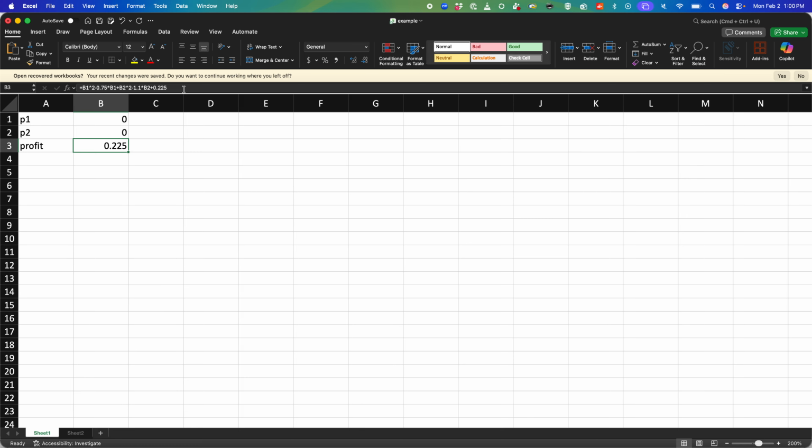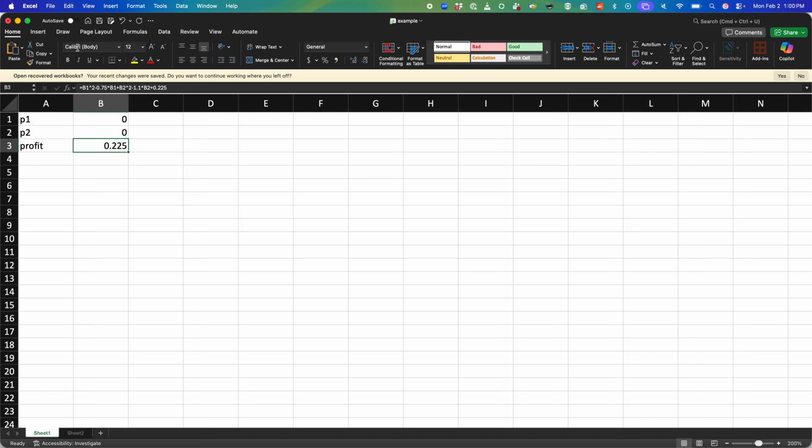Sorry, this is a little bit small, but right up here, I have our objective function written. It's B1, which is our P1 value, squared minus 0.75 times B1, plus B2 squared minus 1.1 times B2 plus 0.225. All you have to do is plug in the objective function referencing the values for the decision variables that you want to change.